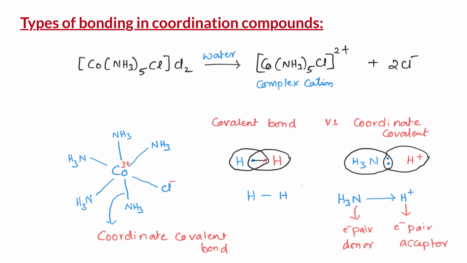In this example, each of the 5 ammonias and 1 chloride ion are the ligands. These ligands act as electron pair donors, and the central metal ion is the electron pair acceptor. For a molecule or ion to act as a ligand, it should definitely have a lone pair. Otherwise, it cannot form a coordinate covalent bond. In this example, both ammonia and Cl- have a lone pair, which they can donate to the central metal ion.